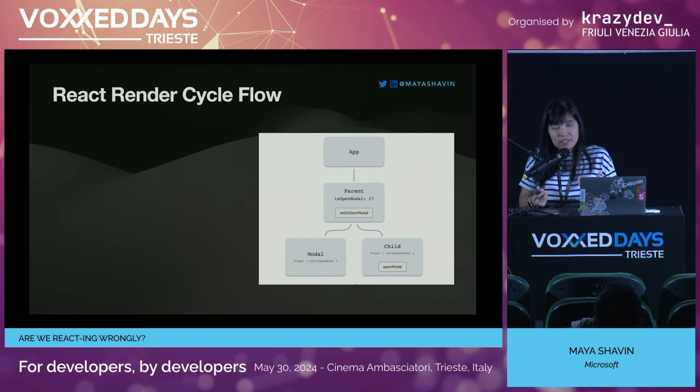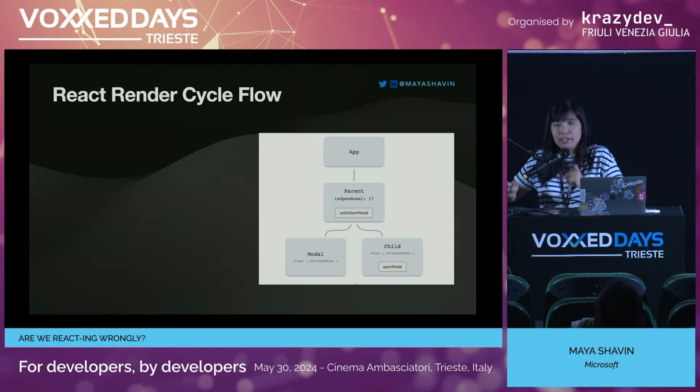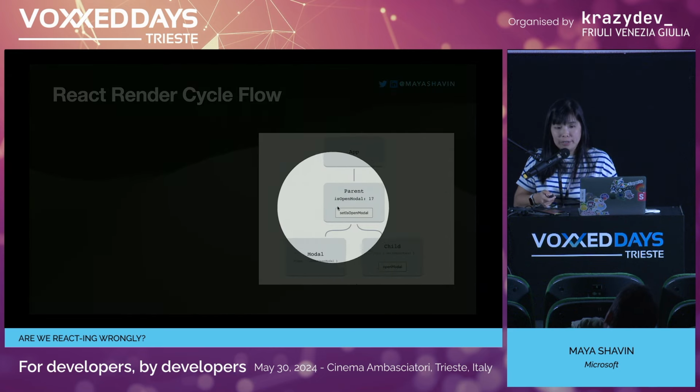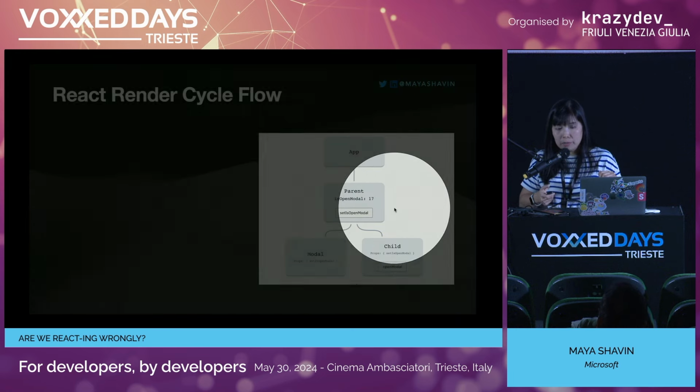Also, there's another problem here. Even if you use memoization, let's take a look at the React render cycle flow. So I have a parent, and I have a modal and children. I have a modal so that when the children click to open the modal, it will only open one modal, and I don't want to add the modal to every child or descendant, right? So I pass the function, set isOpenModal, which changes the state here, to the children, and the children would trigger the modal by openModal, something like that.